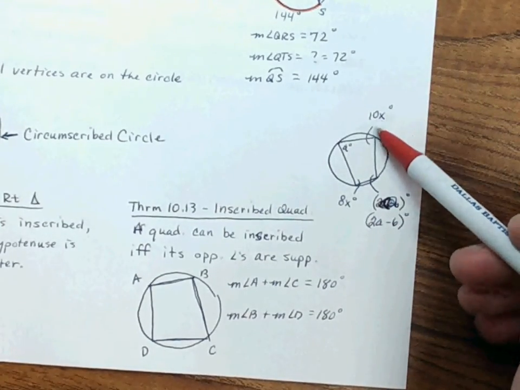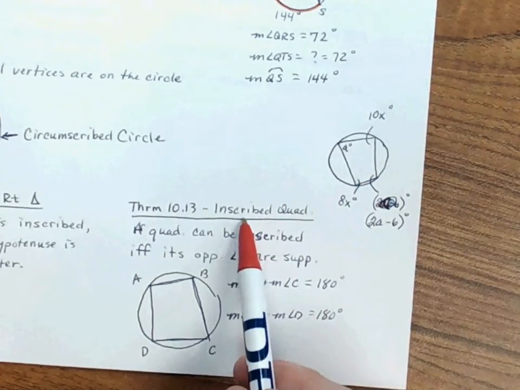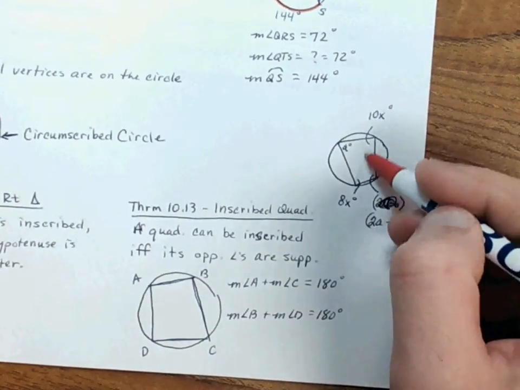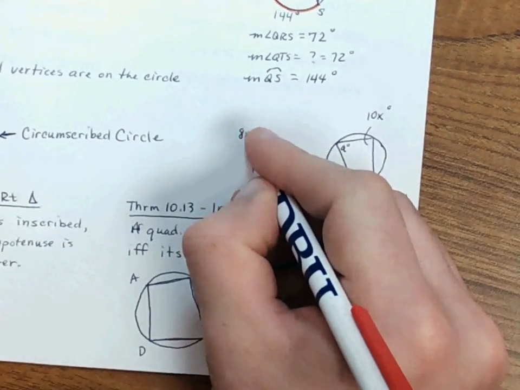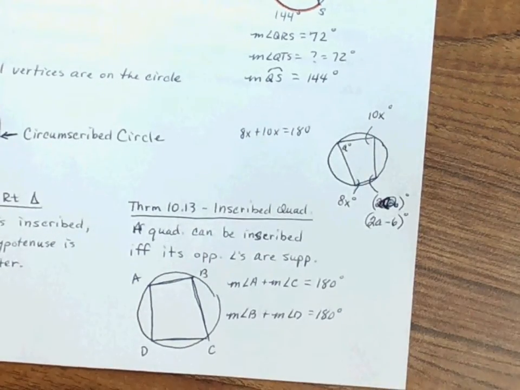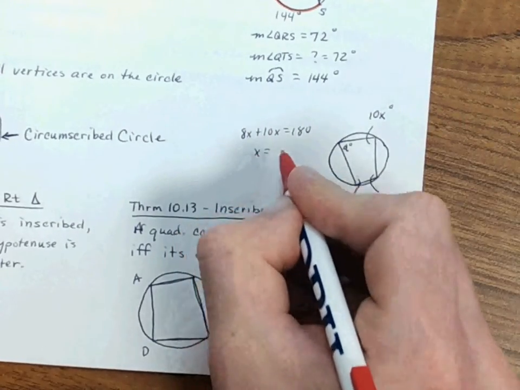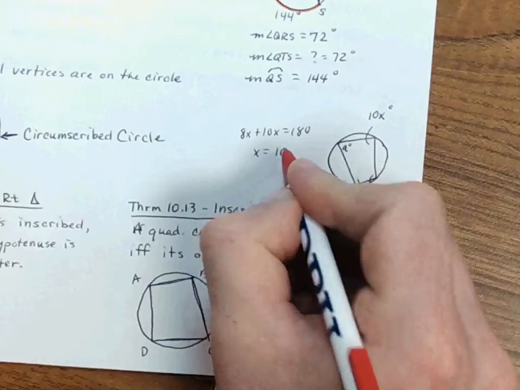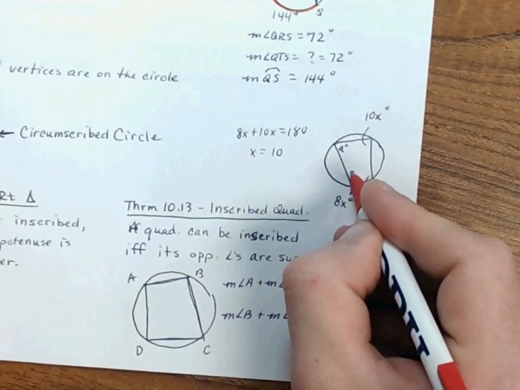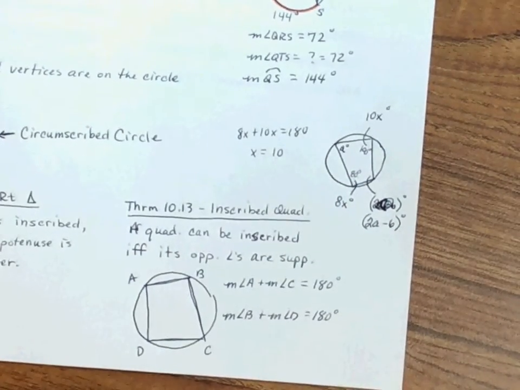So, let's look at these two angles first, because they're opposite. Well, this is an inscribed quadrilateral, so we know that the opposite angles have to be supplementary. So I know that 8x plus 10x has to equal 180. Right? So I would get x equals 10. So this angle is going to have to be 80 degrees, and this one's going to be 100 degrees. Right?